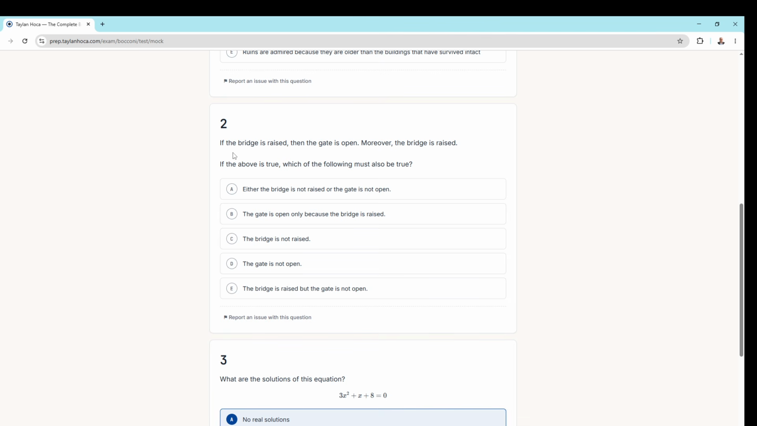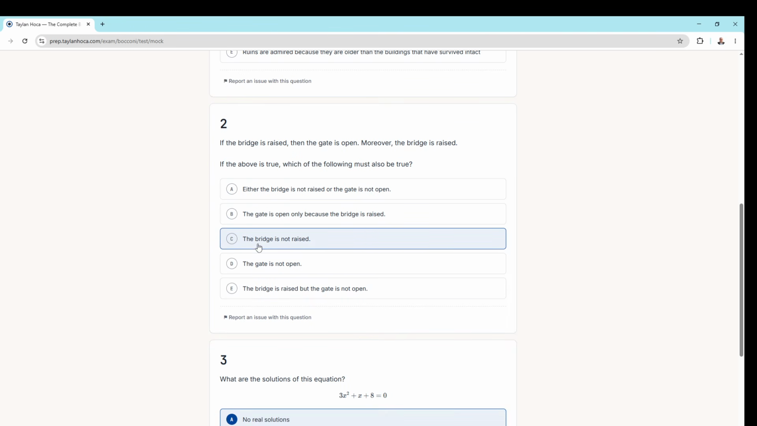Okay, a logic question. If the bridge is raised, the gate is open. Moreover, the bridge is raised. So, which of the following must also be true? Either the bridge is not raised or the gate is not open. No, the bridge is raised. We know that, and we know the gate is open. The gate is open only because the bridge is raised. I don't know, maybe there's another reason.